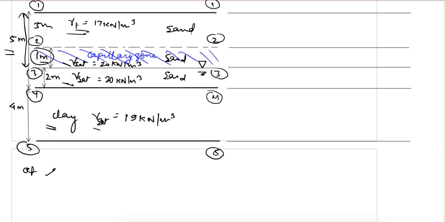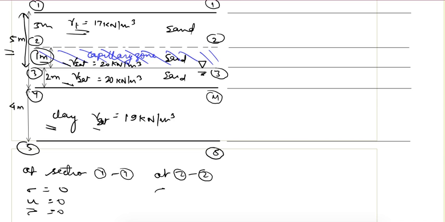At section 1, total stress will be 0 because there is no surcharge or anything. Pore water pressure and effective stress, everything is 0. At 2, total stress is equal to 17 into what is this depth? This is 2 meter. So this is 34 kilonewton per meter square.